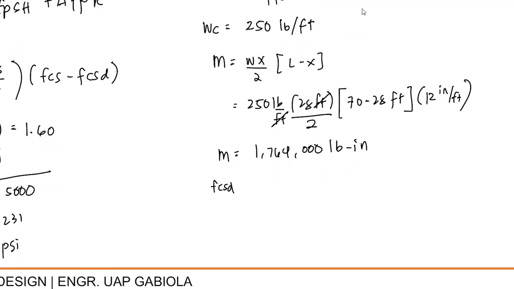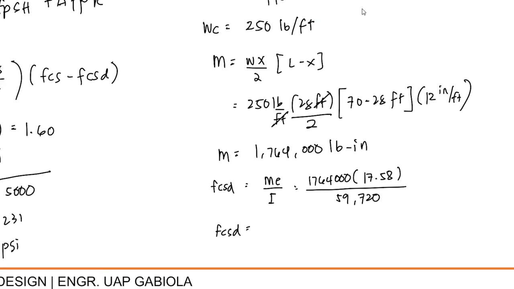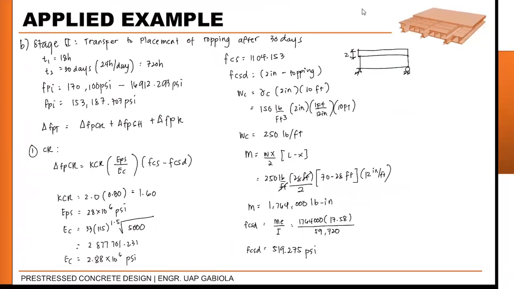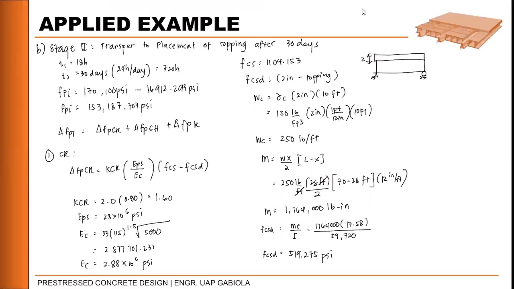Okay? Kung may moment na tayo, pwede na natin makuha si FCSD due to the superimposed dead load natin, which is ME over I. So 1,764,000. Eccentricity natin is 17.58 from the previous lecture yan. Then yung ating inertia is 59,720. FCSD is equals to times 17.58, divide natin ng inertia. We have a value of 519.275 PSI. Okay? Yan. So, pwede natin substitute ngayon doon sa formula natin itong mga values natin.